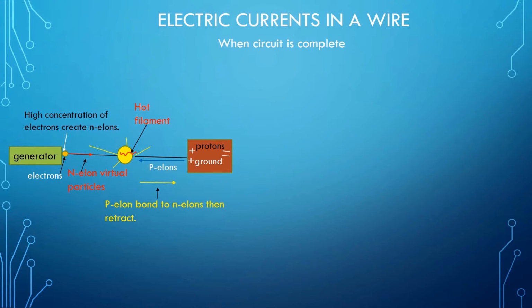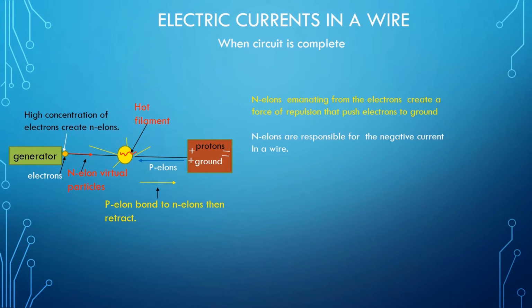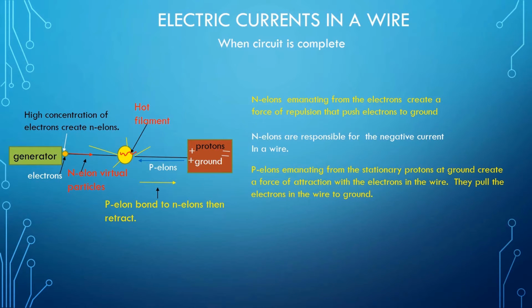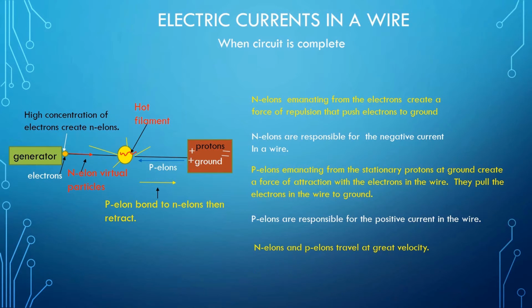Let me recap the most important points. Anilons emanating from the electrons create a force of repulsion that push electrons to ground. Anilons are responsible for the negative current in a wire. P-elons emanating from the stationary protons at ground create a force of attraction with the electrons in the wire. They pull the electrons in the wire to ground. P-elons are responsible for the positive current in the wire. Anilons and p-elons travel at great velocity.